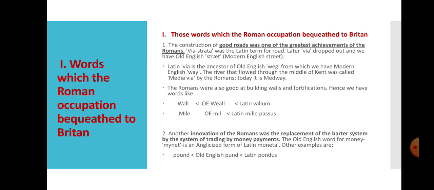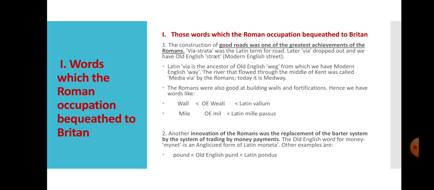The Romans were also good at building walls and fortifications. In addition to roads, they were good at building walls and fortifications, and hence English has words like wall and mile, which derived from Latin words. Wall is from the Latin word vallum, and mile from the Latin word mille passus.